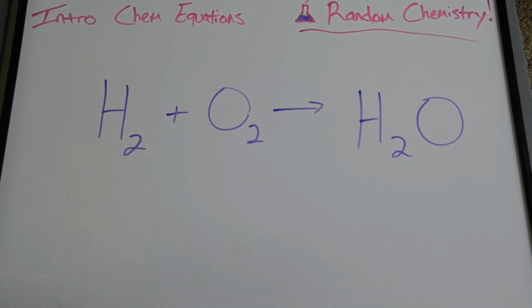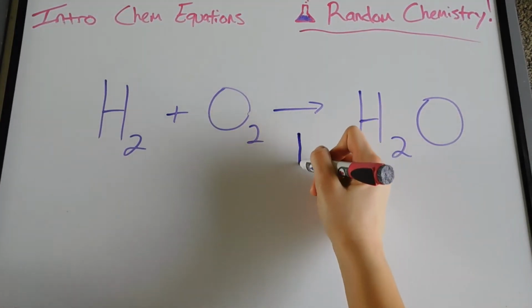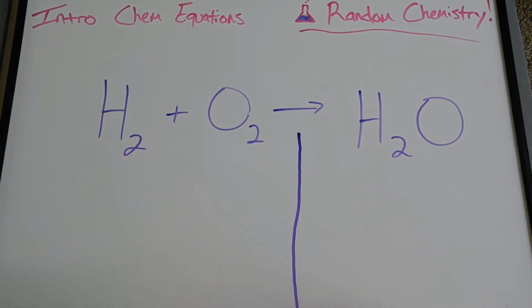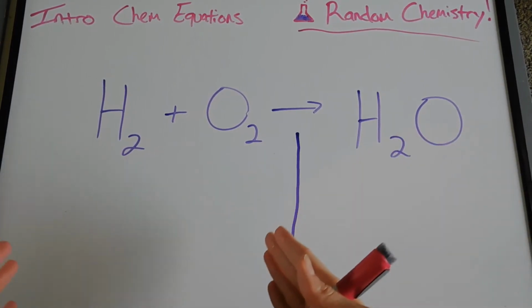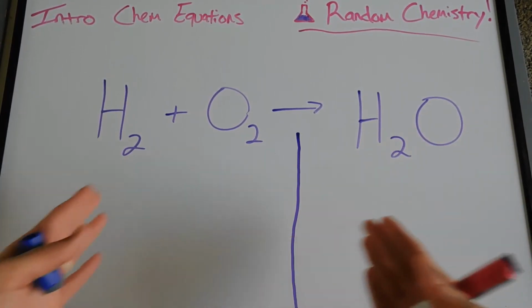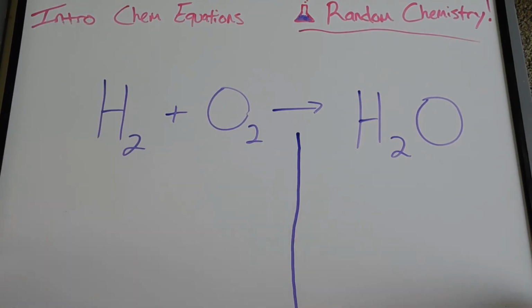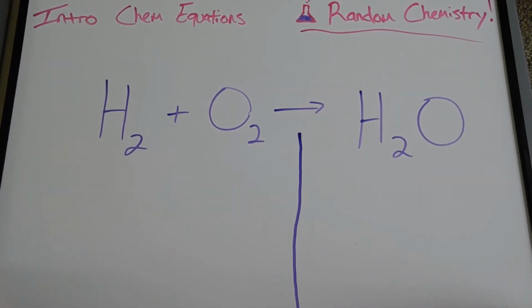Alright, let's balance this equation. So the first thing I do when balancing an equation is I draw a line. I draw a line under the arrow, and it helps me to remember that everything left of the line needs to be equal to everything to the right of the line. Once I have my line in place, I just take a tally of what atoms I have.